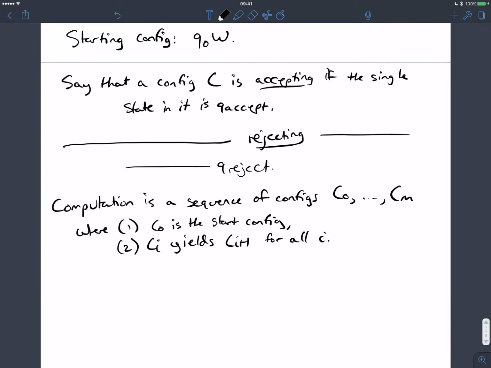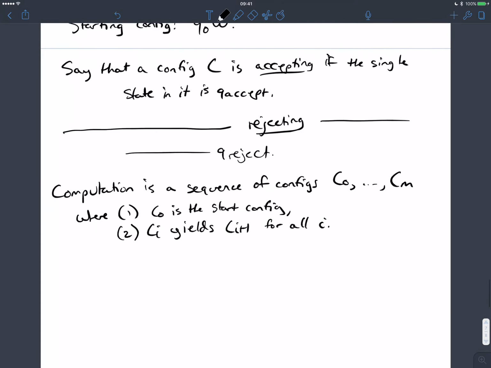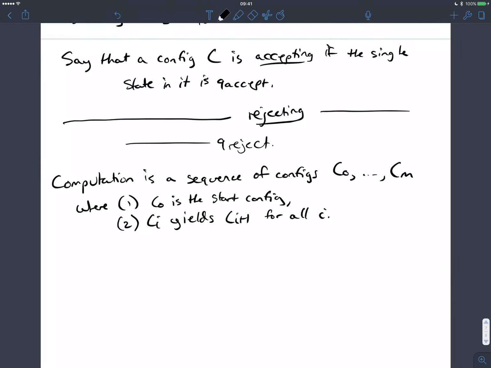So it's almost exactly the same as when we defined it for DFAs. You start in a start state, and the sequence of states is just that you applied the valid transition in between every pair of states along the way. So C0 is the start config, you apply a transition, you get some config to get C1, C2 is another transition, and then all the way through. Any questions about that?